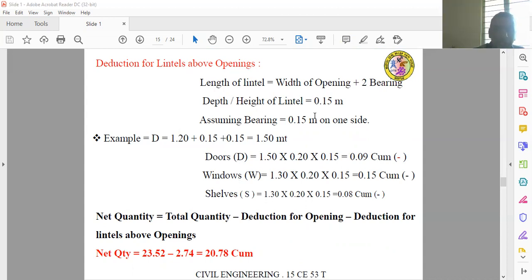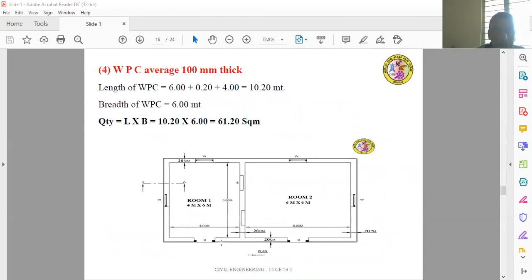After getting these values, you can easily find the net quantity. It is equal to the total quantity already calculated minus the deduction quantity for both the opening as well as the lintel. Finally, you get the quantity. This is the actual quantity of brickwork construction of the wall.